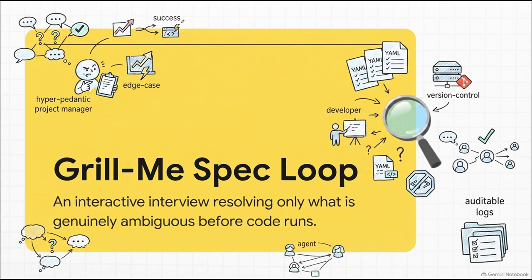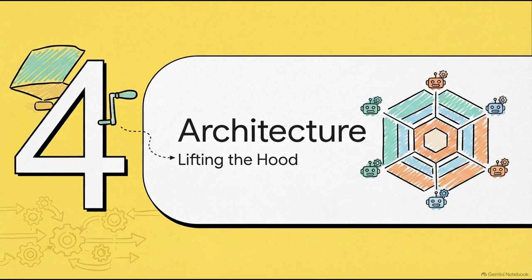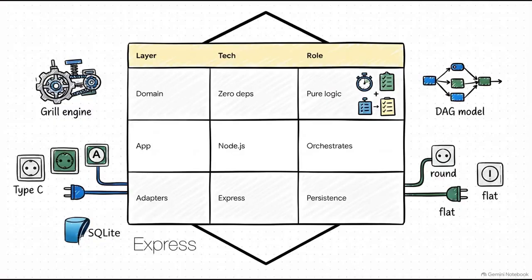That YAML file then becomes your absolute single source of truth. All right, for my fellow developers out there, let's lift the hood and talk about hexagonal architecture. This is just a beautiful example of hexagonal or ports and adapters architecture.